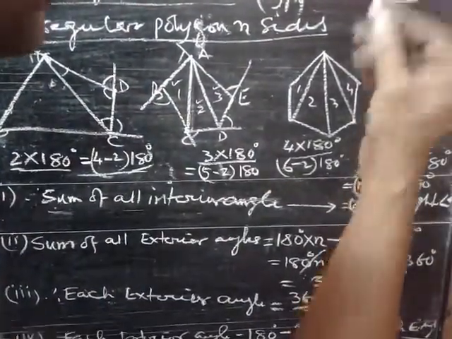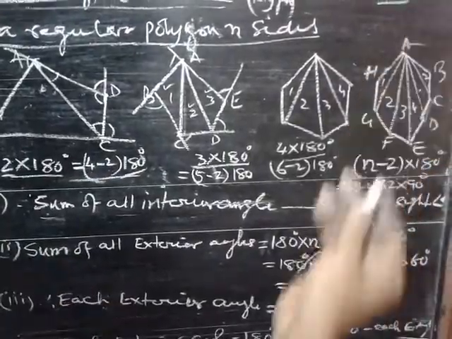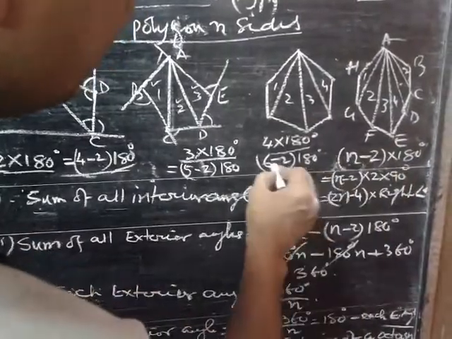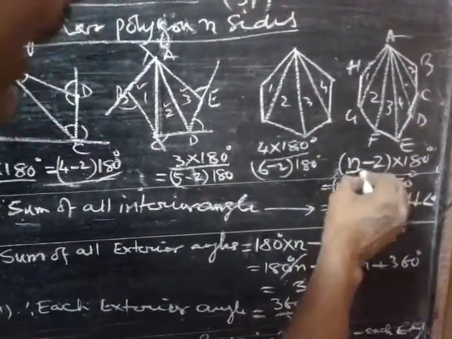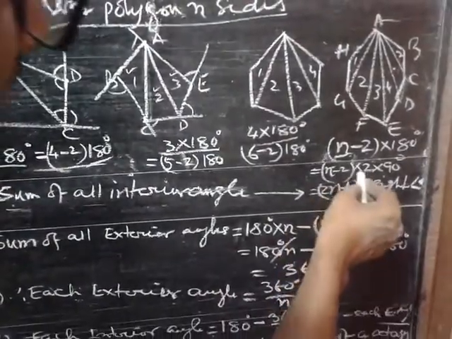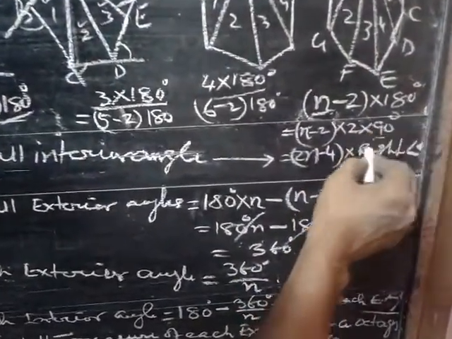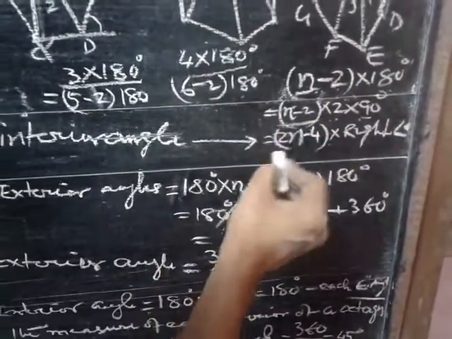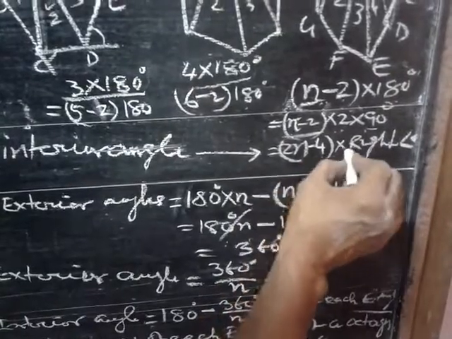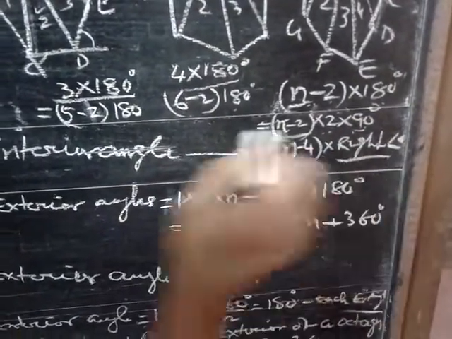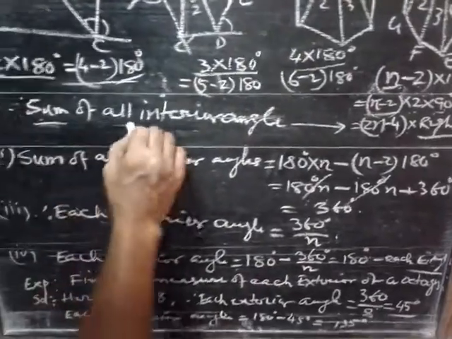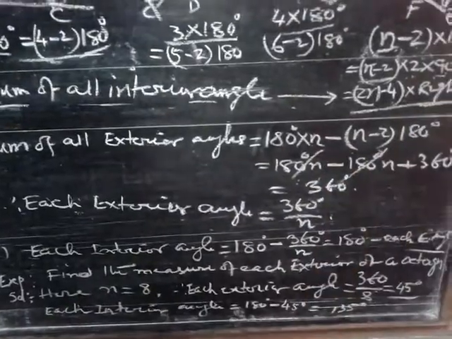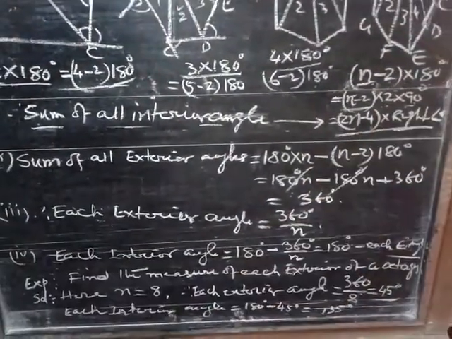Suppose I take one polygon whose number of sides is n. I do not know what the number of sides will be, maybe. So the sum is n minus 2 into 180. If we split this 180 into 2 into 90 and multiply the 2 with n minus 2, it comes to 2n minus 4 into 90 degrees, a right angle. So this is the formula: the sum of all interior angles will be 2n minus 4 into a right angle or 90 degrees.